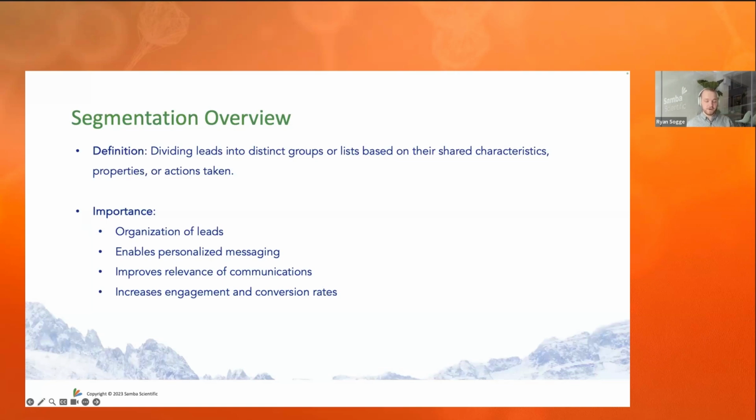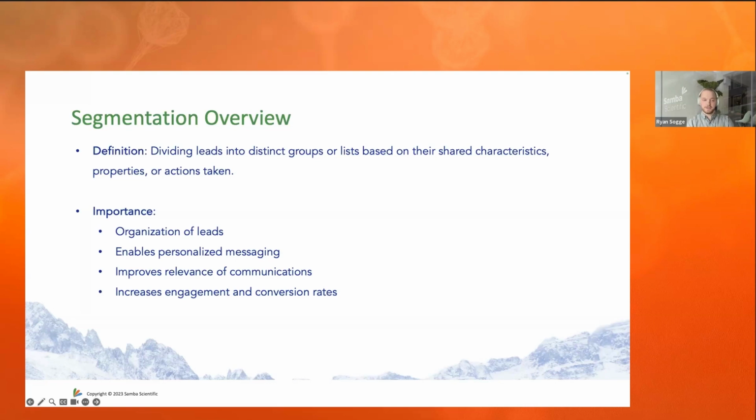Now, once you've gathered all this data through attribution and you've properly sourced your contacts, the next step is to segment them. So let's get into it. Segmentation involves organizing your leads based on their actions or characteristics or shared properties. And this is a key step in this process for many reasons. The first and probably the most overlooked reason is simply organization of leads. It's much easier to take the next steps if your leads are properly organized into groups and lists.